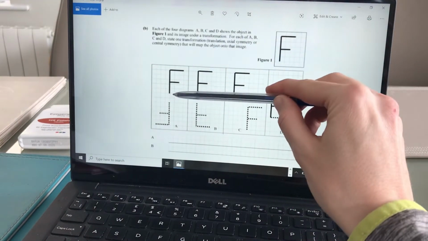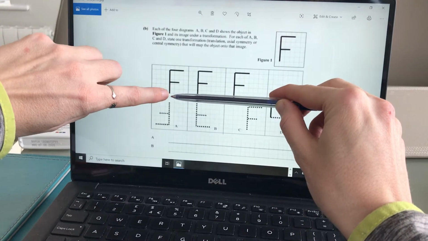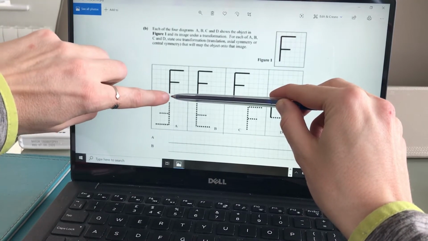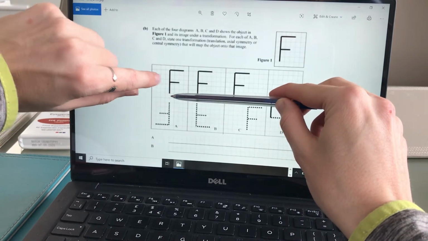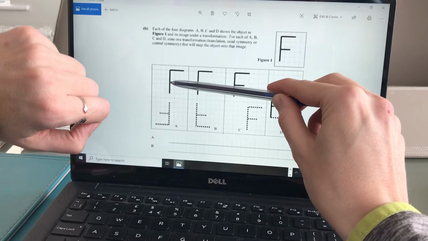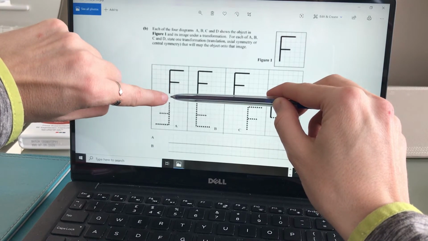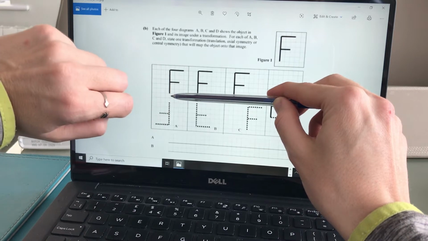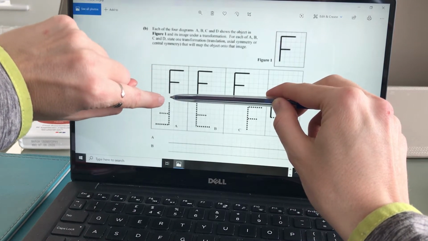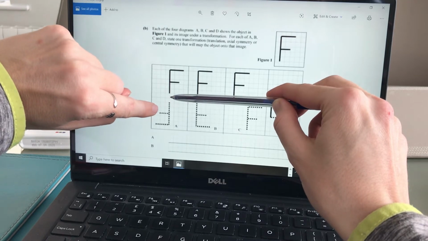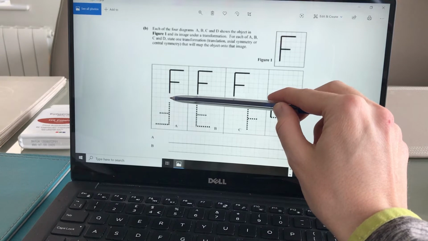So if we look at this point here, the bottom of the F goes through that point and out the exact same distance on the other side. Same with this. So if we looked at this part of the F, it goes down through this point here where my pen is and out the exact same distance on the other side. This one goes through it and out the exact same distance on the other side. This one looks like central symmetry through this point here.